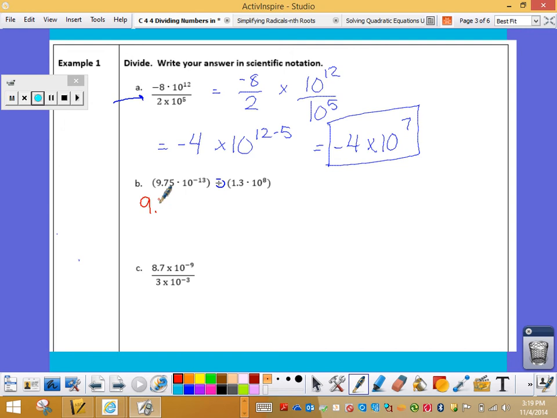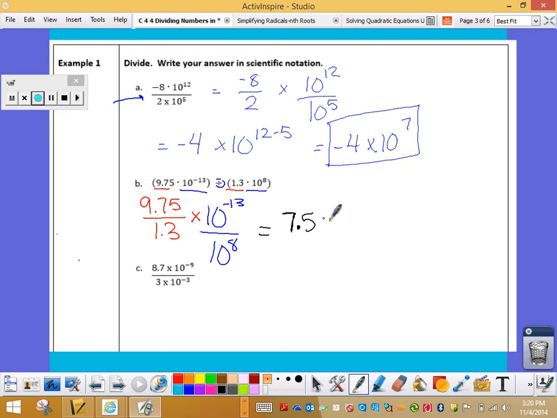So we have 9.75, our two C values, divided by 1.3, and then we're multiplying, I'll use blue, by those base 10 numbers. So times 10 to the negative 13th power divided by 10 to the 8th power. Okay, we're going to do the same thing. Go ahead and divide 9.75 by 1.3 and get your calculators out if you need. Go grab a little blue calculator on the side shelf there.